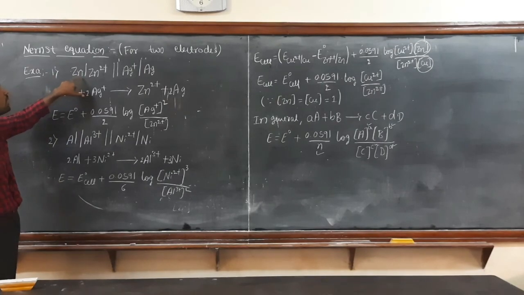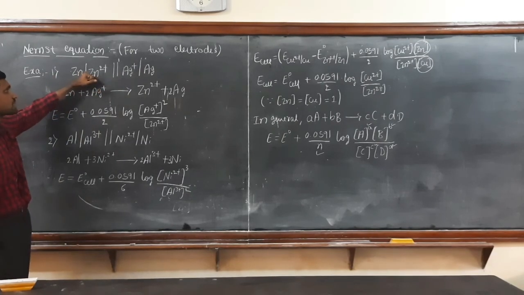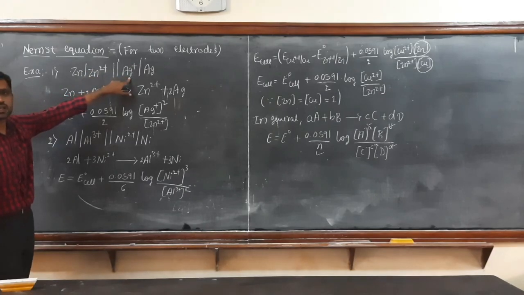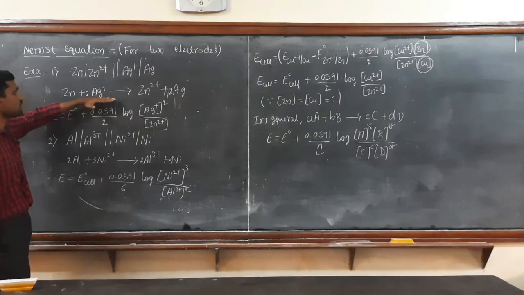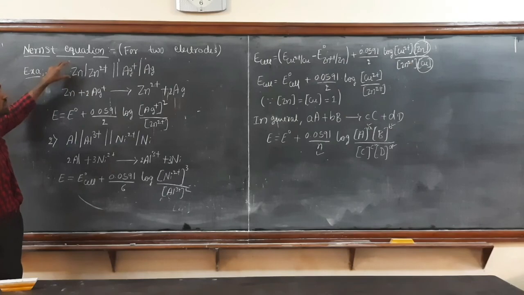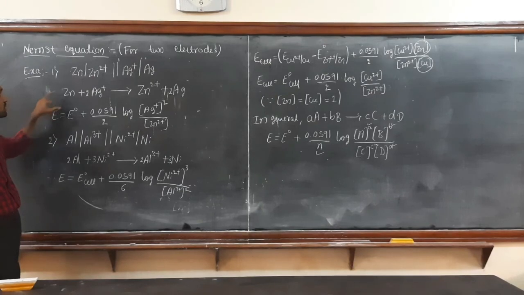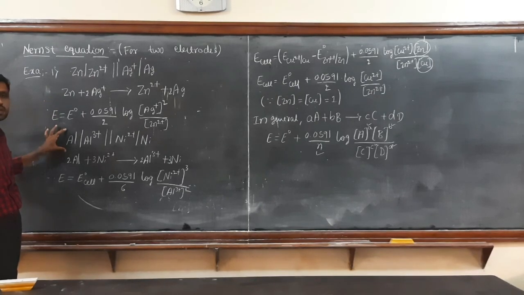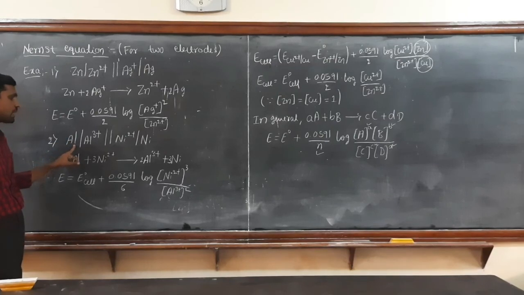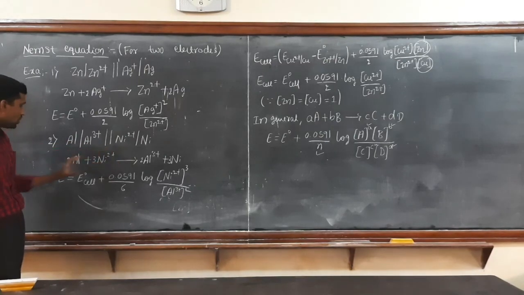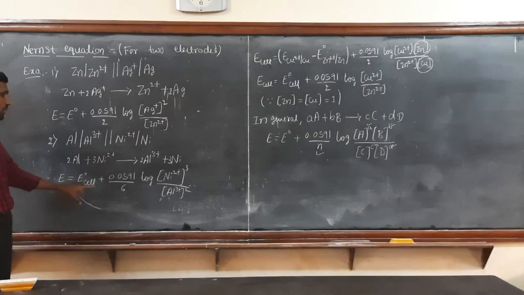Zinc acts as the anode and silver acts as the cathode in this case. For this general reaction, using this cell, this is the Nernst equation. Similarly, if you consider a larger number of electrons, for this reaction aluminium will act as the anode and nickel will act as the cathode. So for this reaction, the Nernst equation can be written like this.